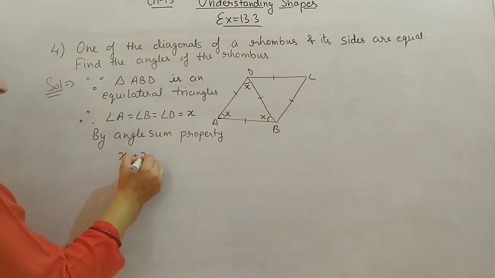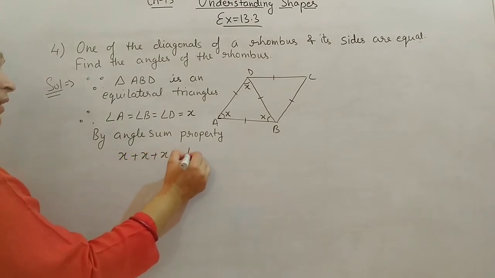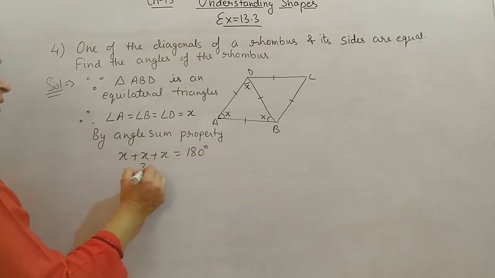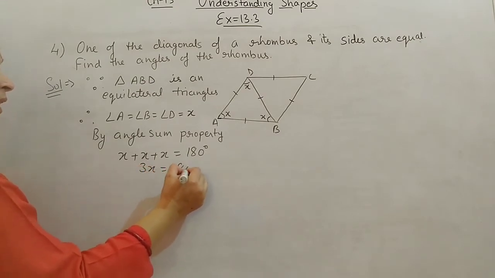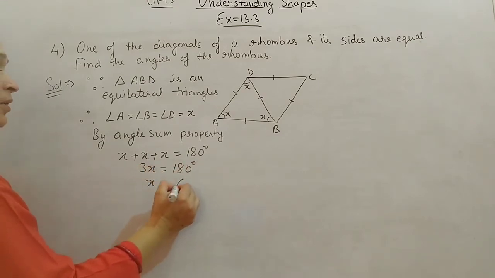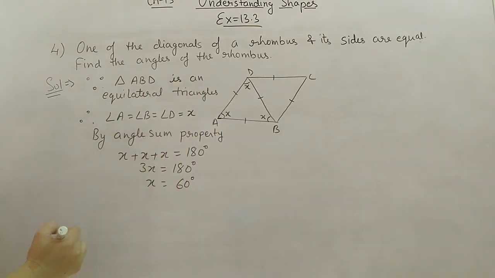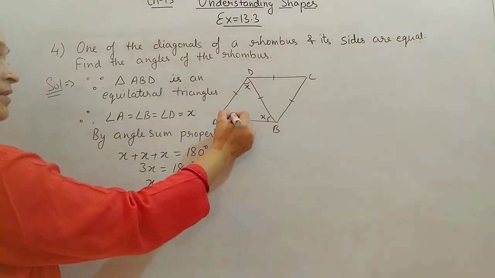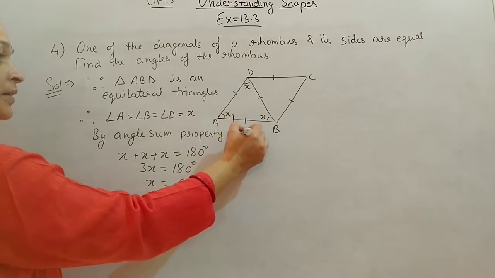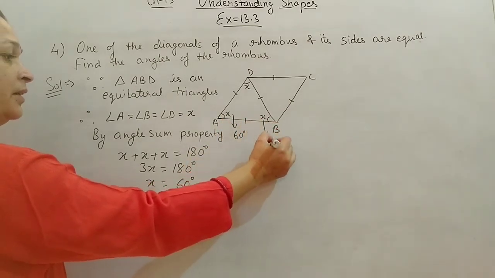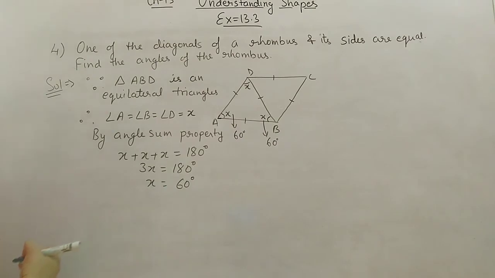So X plus X plus X will be 180 degree. It means 3x is equal to 180 and x value is equal to 60 degree. So each angle is equal to 60 degree. It means here it is 60 degree. This is also 60 degree. Now same thing we will do for another triangle also.